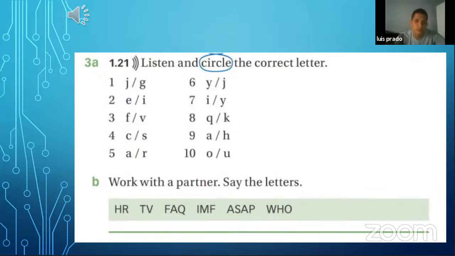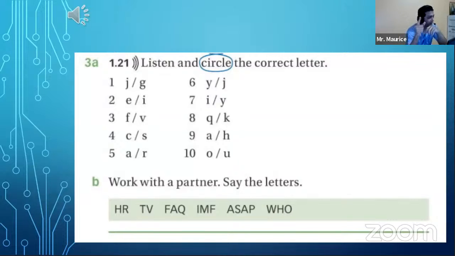Two. Okay, wait a minute. Let me pick up another student. Oh, we have many volunteers. Okay, Miss Maria, good morning. Help me with the number 1 and 2, please. Number 1, G. Number 2, E.